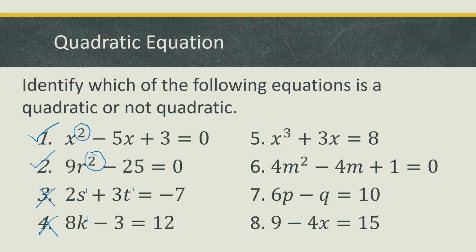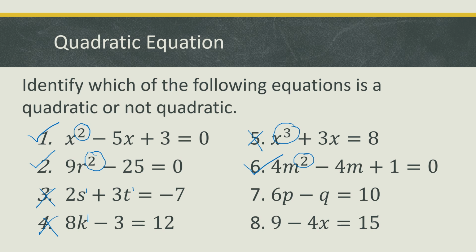Number 5, x cubed plus 3x is equal to 8. The highest exponent is 3, that is greater than 2. So this is not a quadratic equation. Number 6, 4m squared minus 4m plus 1 is equal to 0. So we can see that the highest exponent is 2, therefore it is a quadratic equation.